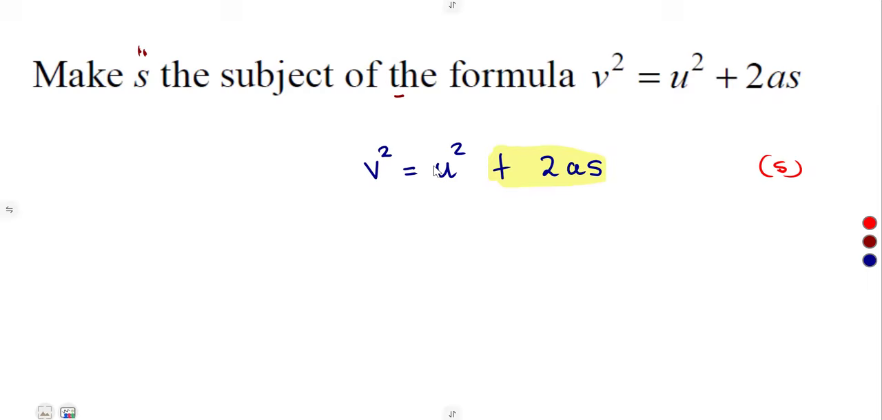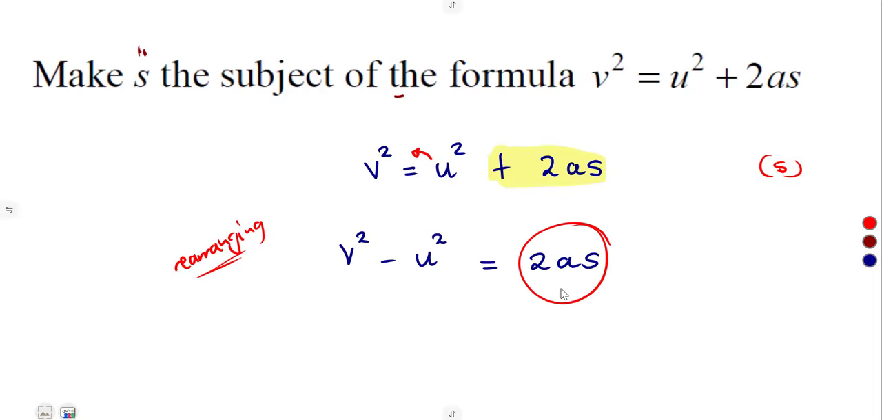So simply take the U squared to the other side of the equation, because we do not have S here. So it's going to be V squared minus U squared. The moment you cross the equal sign, change the sign. Positive becomes a negative. So this is equal to 2AS. It's a positive, so just write 2AS as it is. So this was rearranging, taking the terms with the new subject, which is S, on one side. So this is what we have.